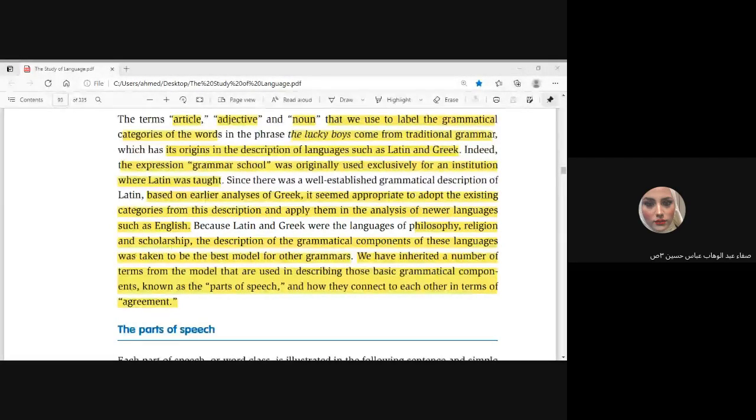Traditional grammar refers to the type of grammar study done prior to the beginning of modern linguistics. So, grammar in this traditional sense is the study of the structure and formation of words and sentences, usually without much reference to sound and meaning.